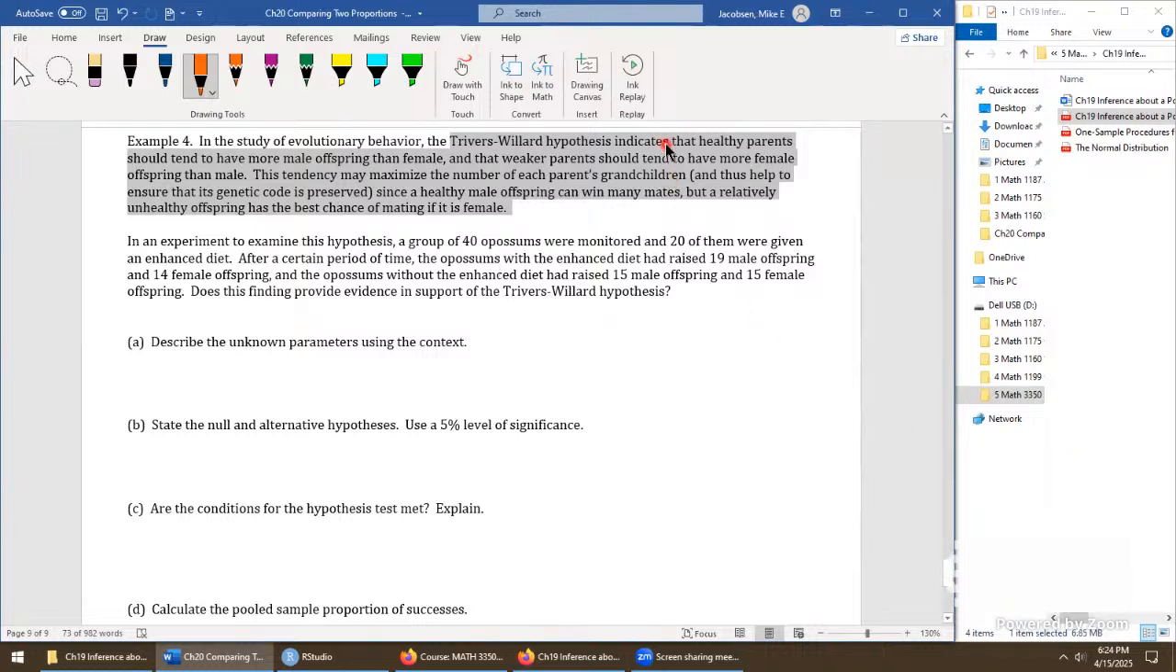It takes a minute to read that and reread that to get a feel for what they're trying to indicate. Let's just highlight this one part. Indicates that healthy parents should have more male offspring than female. Everything after that is a justification of that hypothesis. But let's just zero in on this one part right here.